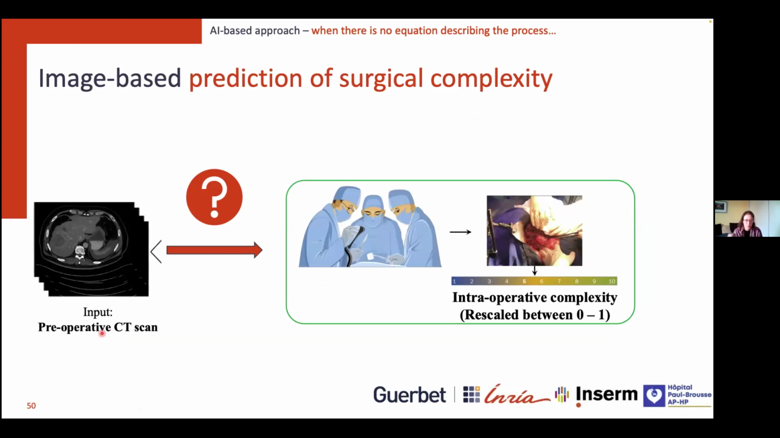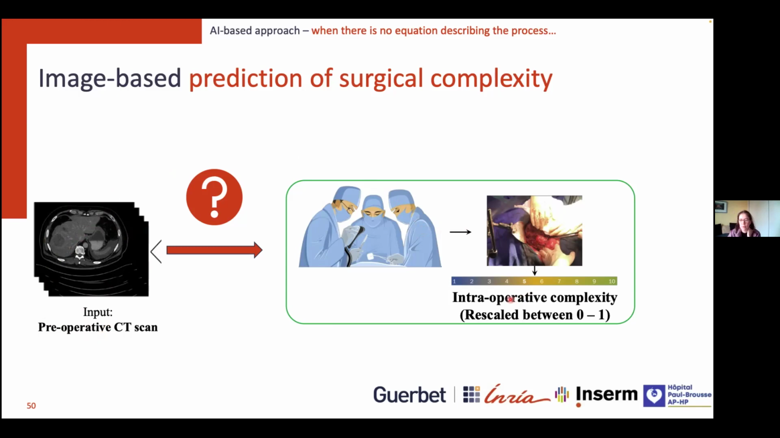Just at the end, because the surgeons are very creative, they see that we can do some things with a digital twin. But the last question they ask us is, can you predict the complexity of the surgery? If I give you preoperative scans, can you predict the intraoperative complexity as they note it at the end of the surgery? But we don't know any mathematical equation that represents that.